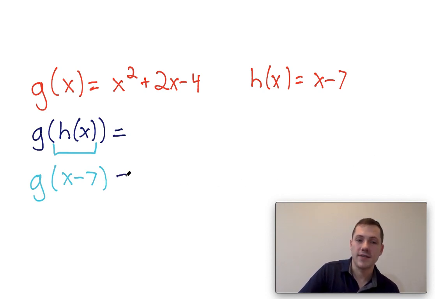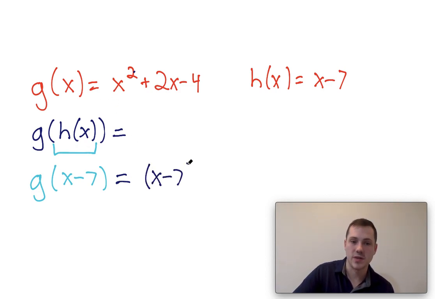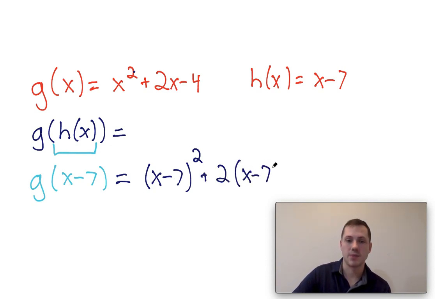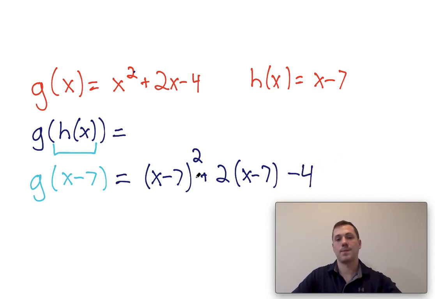Now when I have g of x minus 7, well, the g of x equation was x squared plus 2x minus 4. And what I need to do is replace x with x minus 7 and do so in parentheses. So instead of x squared, I now have x minus 7 squared. Instead of plus 2x, I now have plus 2 times parentheses x minus 7. And then I have minus 4.